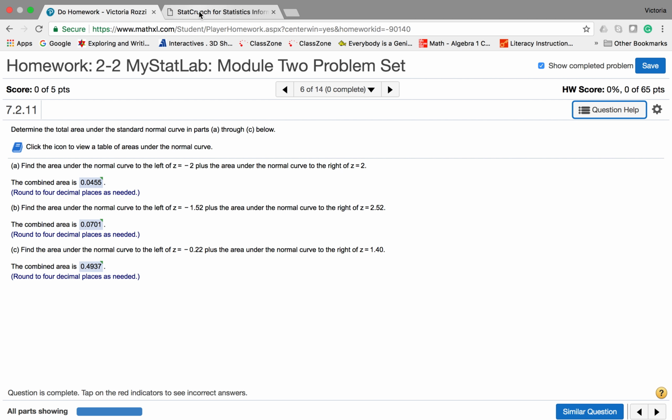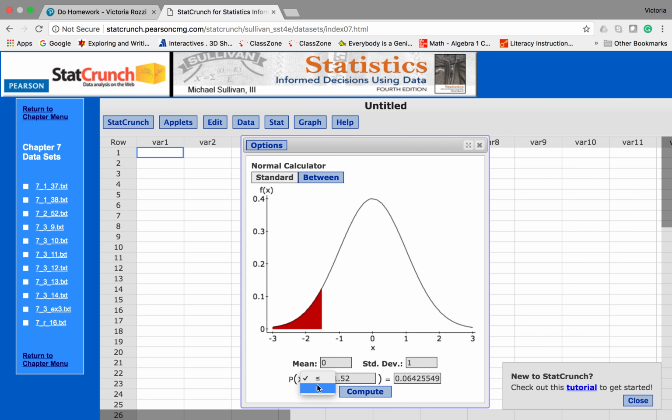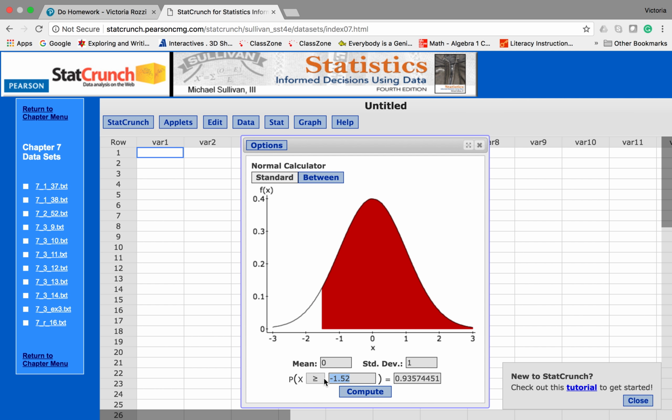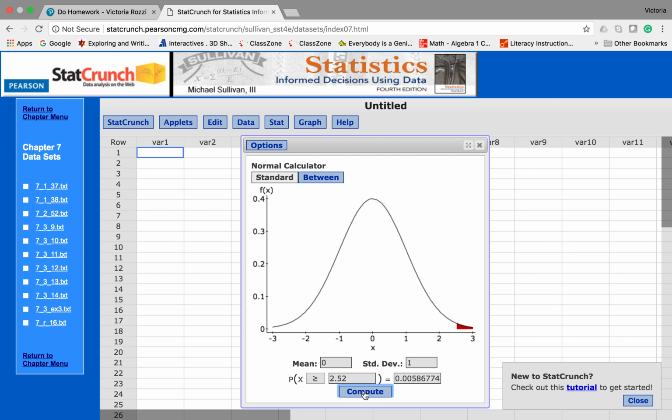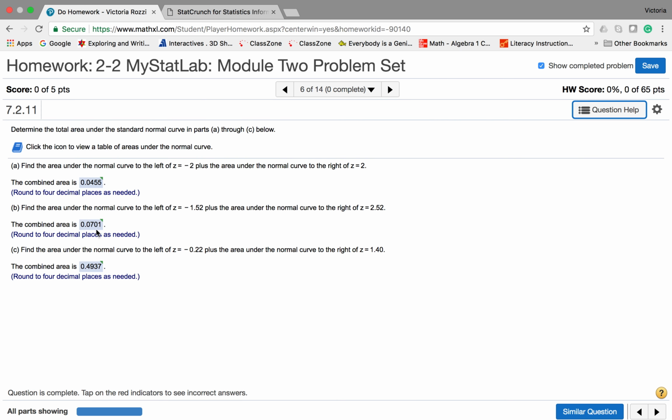Then I need the area to the right, and I believe it was 2.52. I should write things down. Okay, so now I need the area to the right of +2.52, and click compute. I'm getting 0.005867774. So I would add that to my other probability, and that's how we get 0.0701.